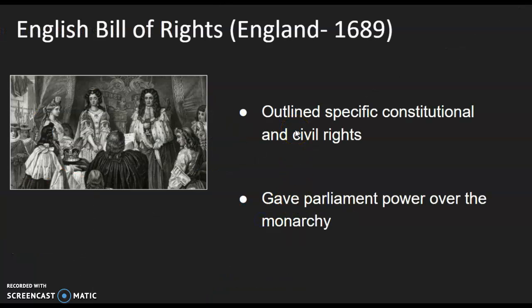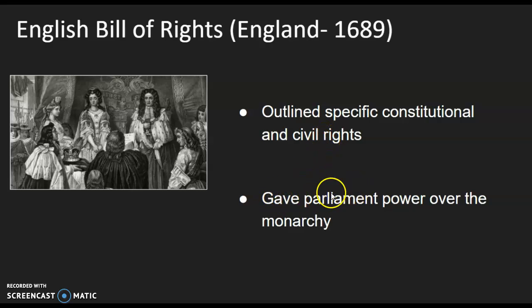The English Bill of Rights takes this a little bit further in the idea of limited government. It outlines specific constitutional and civil rights. Okay, so don't forget, a constitution is a document that explains how a government works, and even lets you know about the laws and people's rights. So that's what the English Bill of Rights did in 1689.